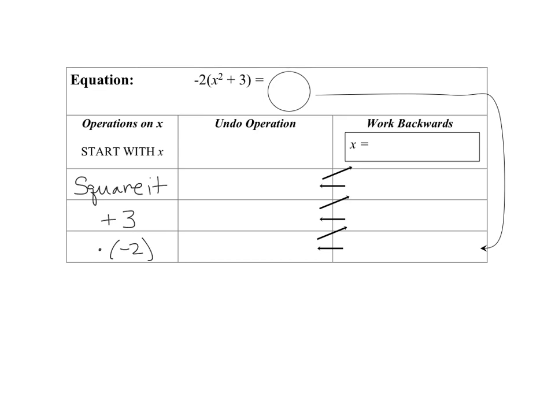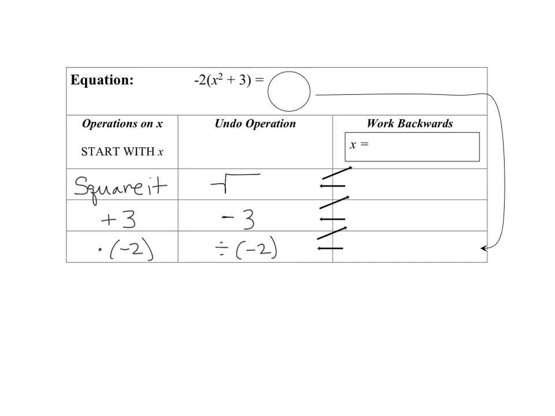So now, real fast, let's talk about our undo operations, right? We already know the opposite of multiplying by -2 is to divide by -2. So we're going to do that. Then we're going to subtract 3. But now, think about it. What's the opposite of squaring something, Mr. Rocket? It's the square root. Awesome. So we're going to have to find the square root of something in this.